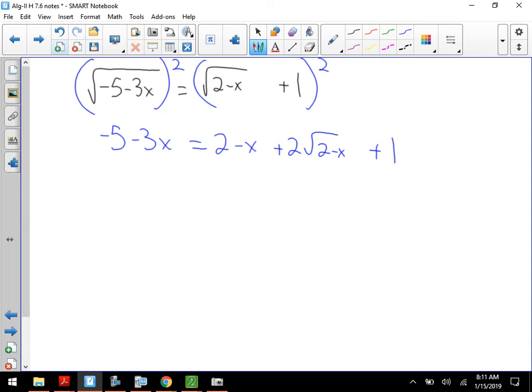Okay. Let's answer. Yes, they do. So on the right-hand side, if I combine my like terms here, I'm going to get 3 minus x plus 2 root 2 minus x. So far, so good? Okay. Let's move the 3 and the negative x. How do I move the 3 and how do I move the negative x? All right, subtract 3, add x.